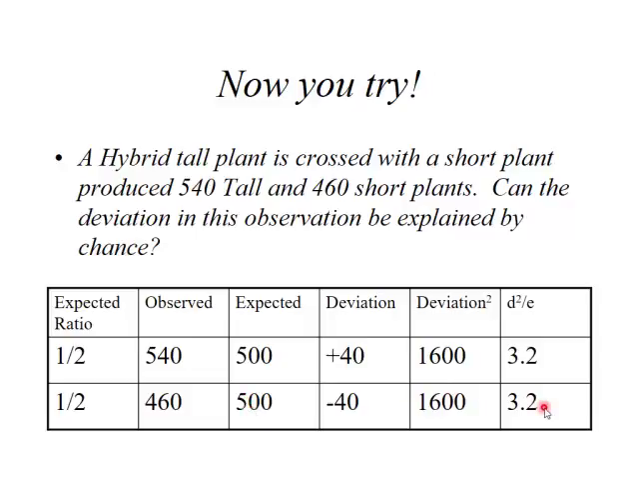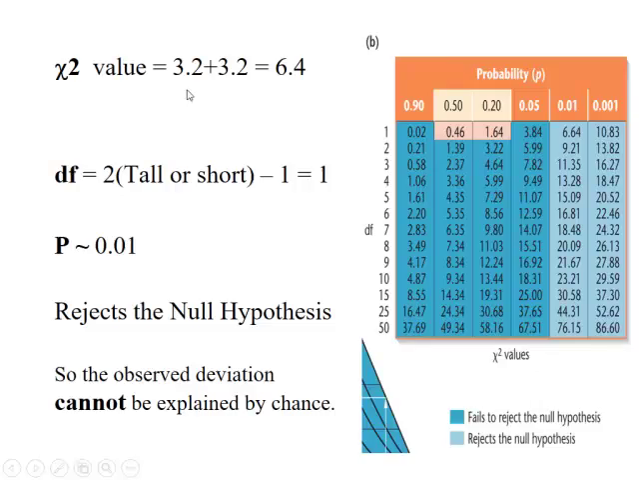Now, to find my chi-square value, I'm going to need to add these two numbers together. So 3.2 plus 3.2 is 6.4. Now again, we still just have two possible phenotypes here. They're going to be tall or short. So that's two categories. 2 minus 1 gives me a degrees of freedom of 1.